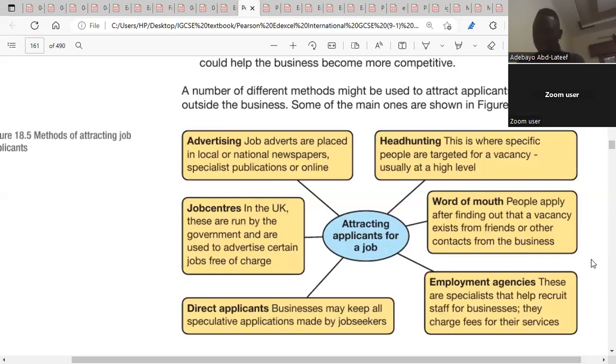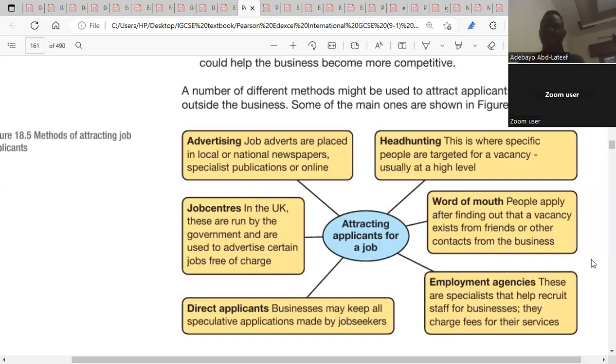Direct applicants. People might just come to your company and apply without even knowing if there's a vacancy or not. And sometimes some people will drop application forms, and when the company has a vacancy, they just go through those forms and choose and call them.